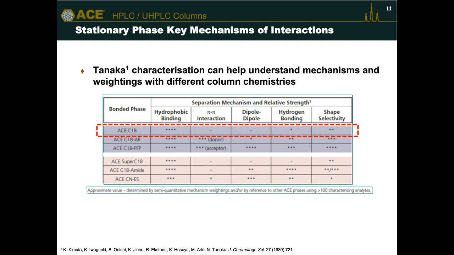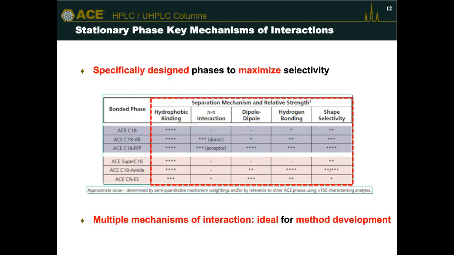And also, maybe surprisingly for some people, you can see that many C18 columns have a small degree of shape selectivity, and this is because of the densely bonded C18 chains and the way that analytes can move into the C18 chains, so you can get a degree of shape selectivity depending on your analytes. Now, if we look at the rest of the different mechanisms, you can see there are different weightings of the different types of mechanisms: pi system interactions, dipole-dipole interactions, hydrogen bonding, and shape selectivity.